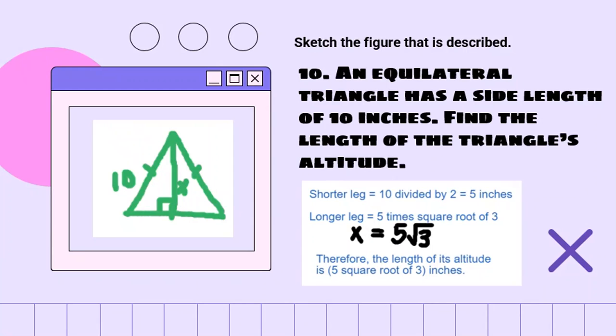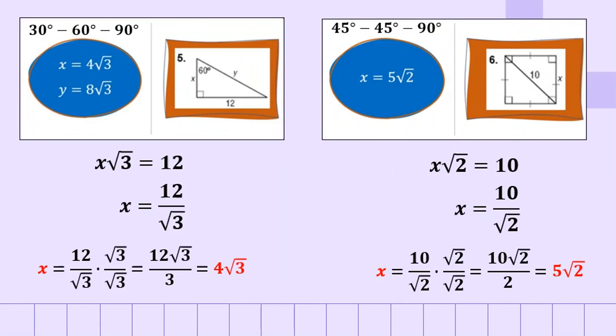Okay, and then the hardest. The hardest problem that can be given to you about 30, 60, 90 is like question number 5. The longer side is given and you need to find the shortest side and the hypotenuse. So if that's the case, you need to solve first the shortest side. Okay, guys, it's easy man.